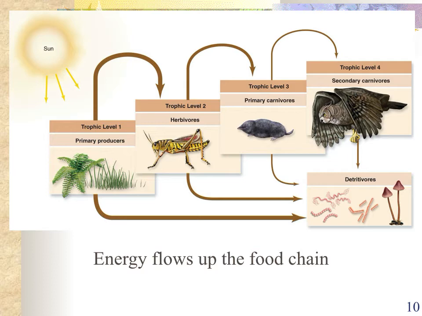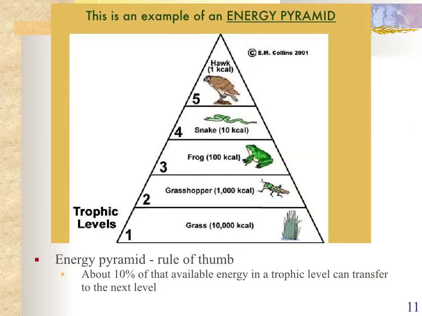But the energy first comes from the producers. We often show these things as an energy pyramid, where the producers capture the greatest amount of energy, and then the herbivores will lose some of that energy when they eat the grasses, but they'll be able to capture some of that energy, and the energy moves up the food chain.